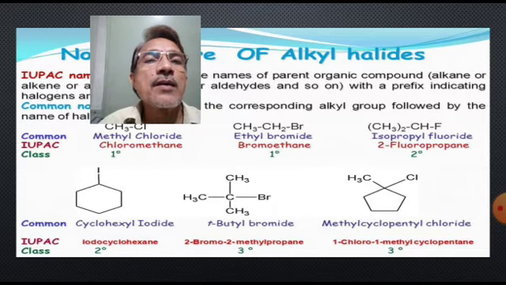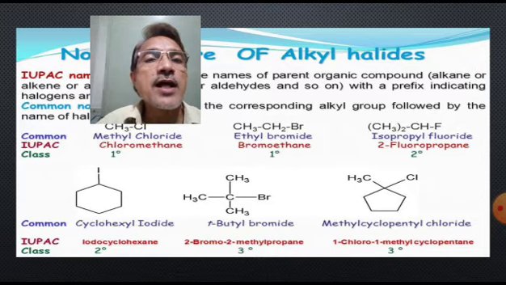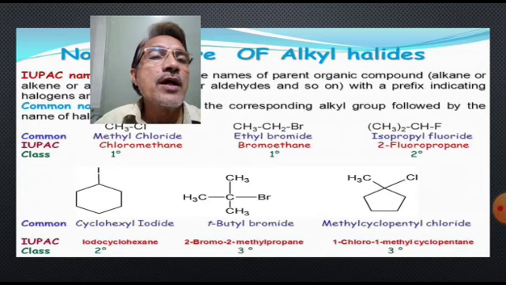Next example, cyclohexyl iodide. Its IUPAC name is iodocyclohexane. It belongs to secondary alkyl halide. Tertiary butyl bromide. Its IUPAC name is 2-bromo-2-methylpropane. It belongs to tertiary alkyl halide.